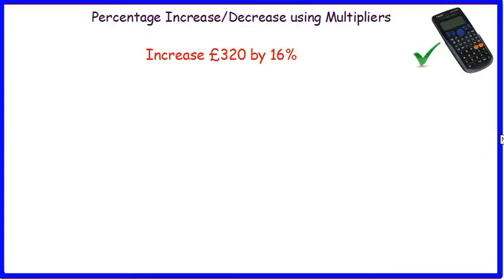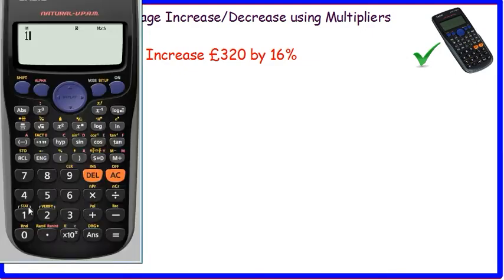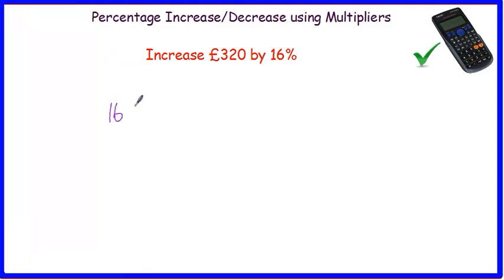Okay, so to increase £320 by 16%, you get a calculator and we will just find 16% of 320 equals £51.20. So 16% of 320 is equal to £51.20. And then to increase, you add that on.